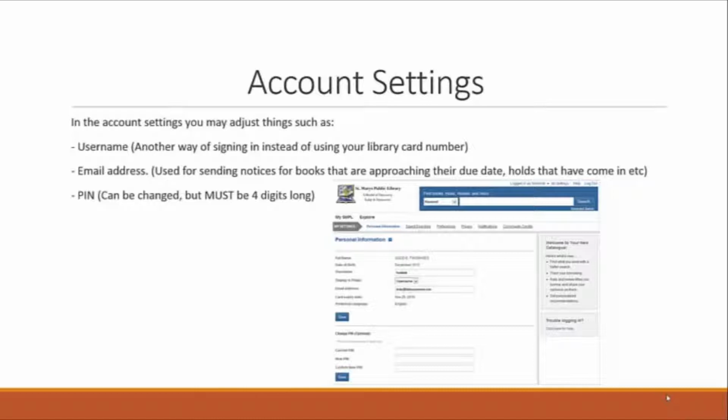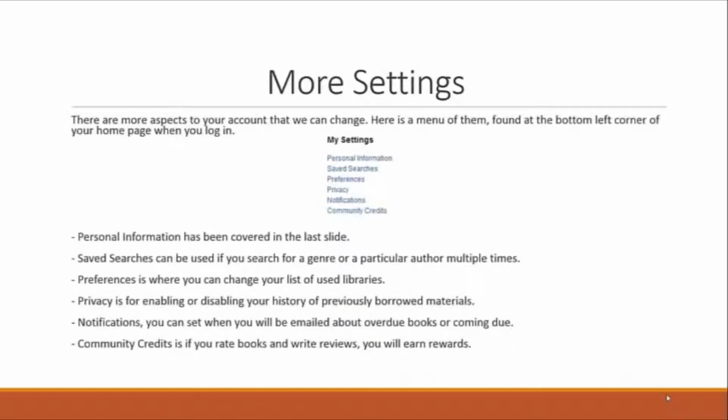You would just put in a username of your preference, as long as it's not taken by anyone else. Next thing, you can change or customize your email address, so you can have notices sent to your email account, say a book is coming overdue, or if it is overdue, that'll send you an email telling you that. And also your PIN number, you can go in and change it. That said, though, it has to still be 4 digits long for it to be valid. And in this area, you can do all these changes.